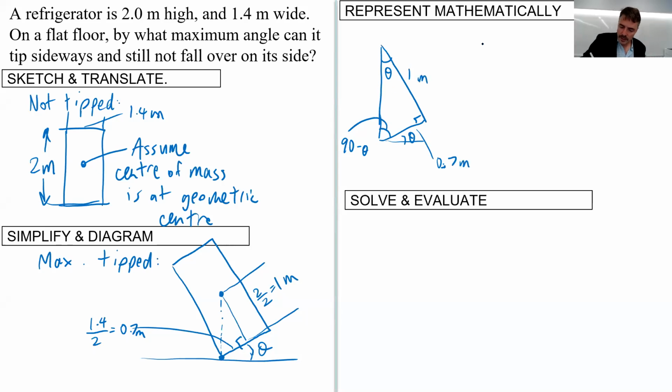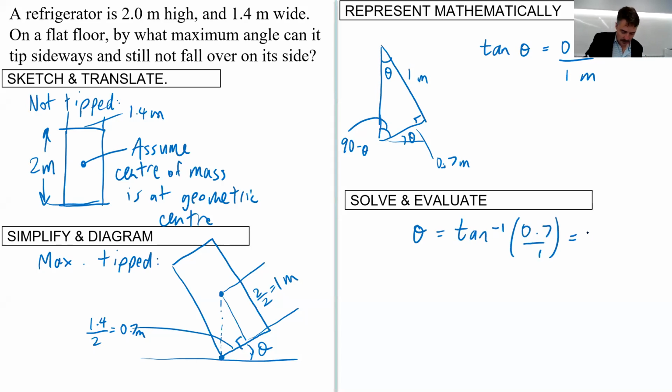So now you just use geometry. I think that tan of theta is equal to 0.7 opposite divided by adjacent 1 meter. And so theta is tan to the minus 1 of 0.7 over 1. So I got 35 degrees when I did that in my calculator. And it's less than 90, so that's good.